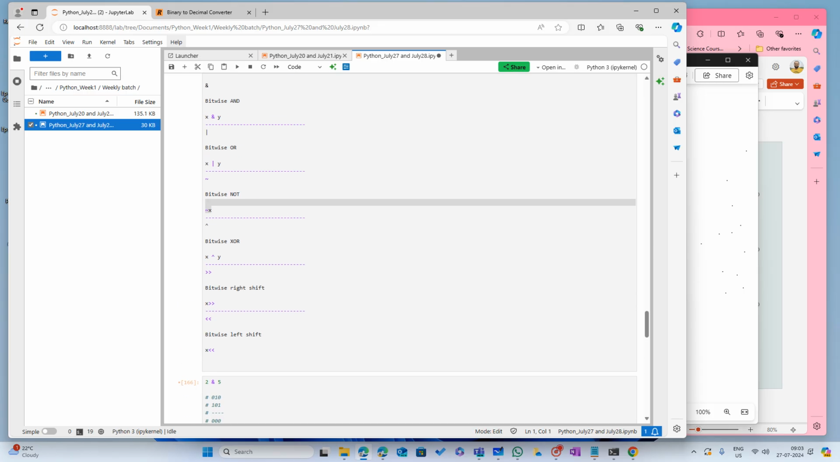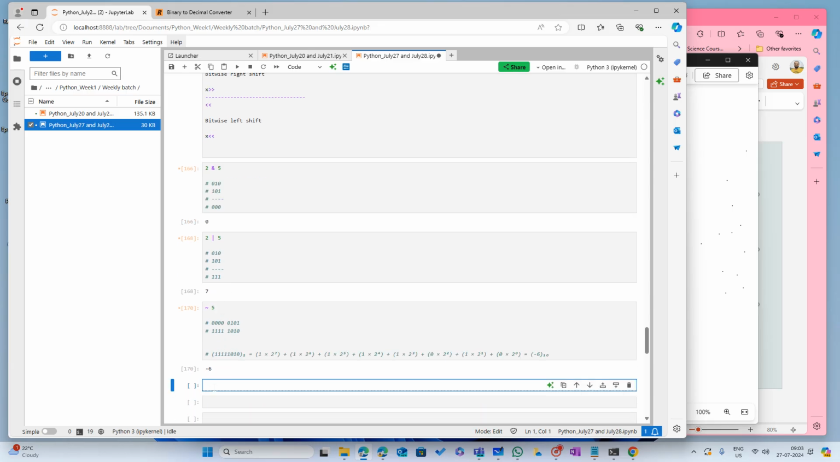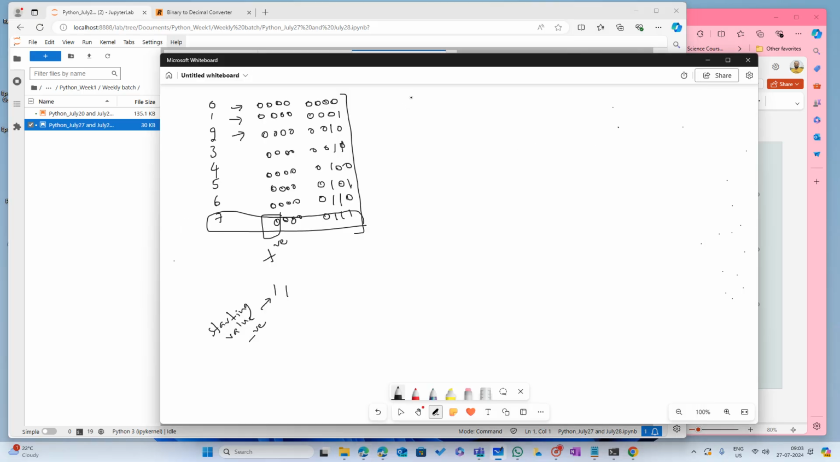So the next thing we have is shifting operators. Sorry, we have XOR. Now XOR is interesting. 2 XOR 3 will give you 1. We talked about the AND table, OR table, NOT table. Now the XOR table is a little different.